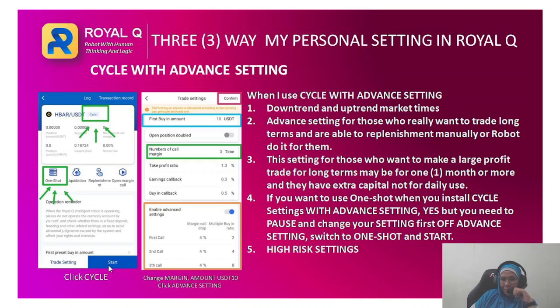That's it. But the multi-girl setting, or advanced setting, or multiple setting, you have to be careful because it is a high risk setting. You can earn a large amount, a large profit, but you also can lose a lot. So that is why the multi-girl setting or advanced setting is very high risk.